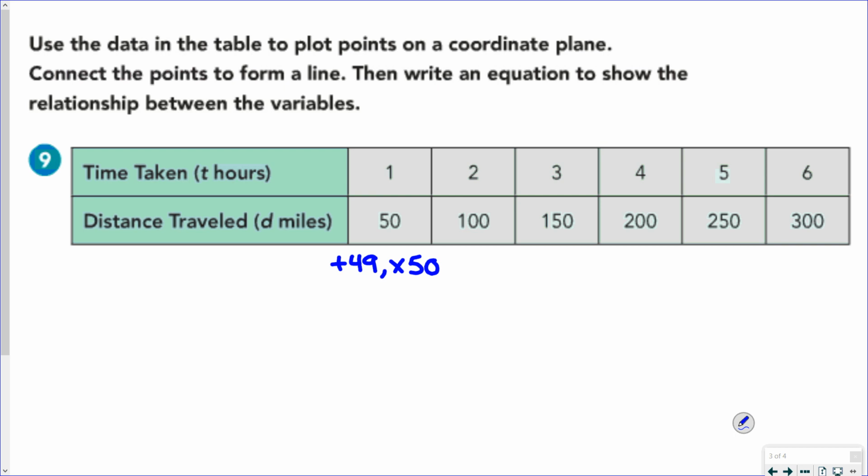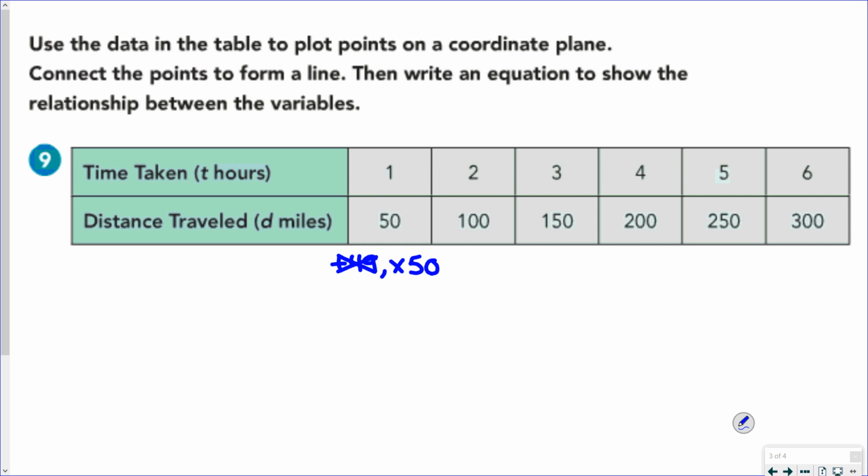Now only one of those patterns is going to continue throughout the table. So if we look at our next set of ordered pairs of 2 and 100, well, if we add 49 to 2, we are not going to get 100, so that eliminates that possibility. But 2 times 50 is 100. And if it would continue, 3 times 50 is 150, 4 times 50 is 200, and so on.